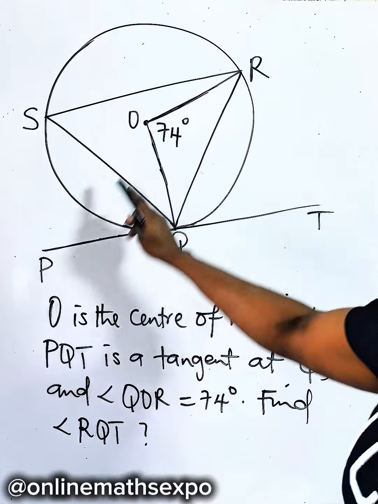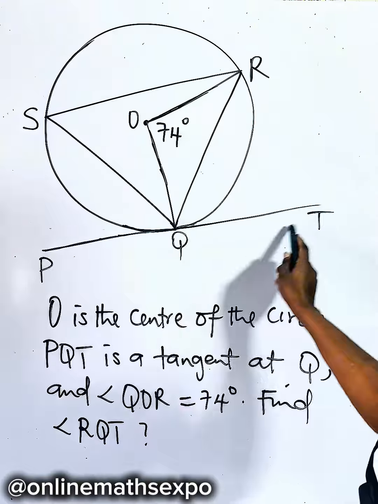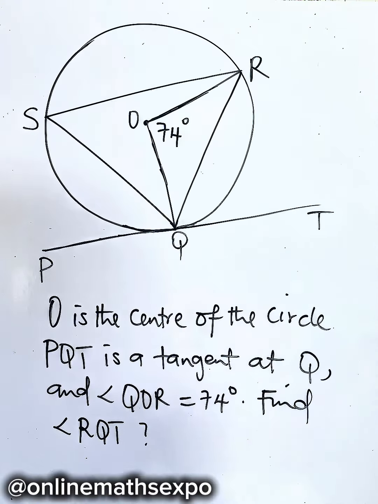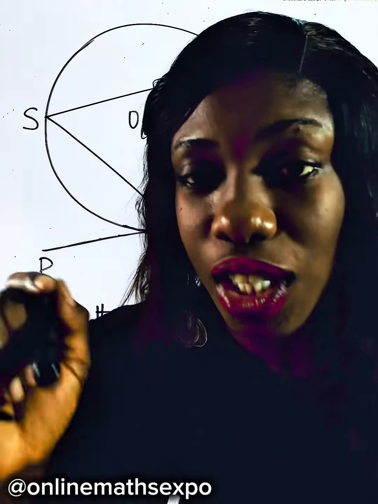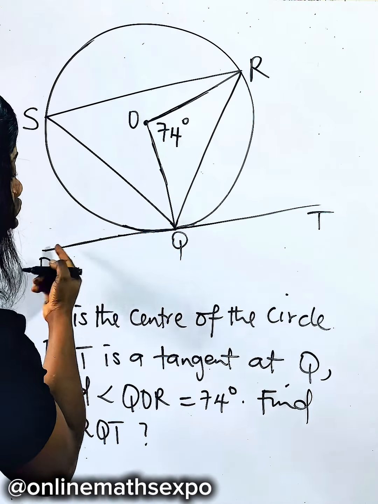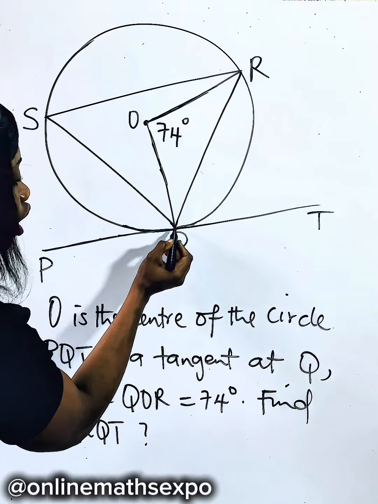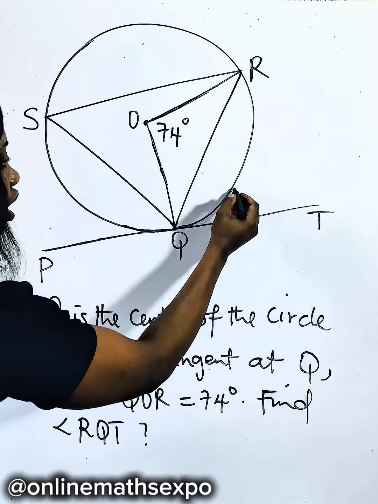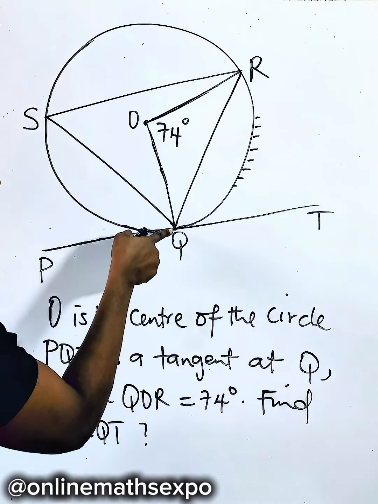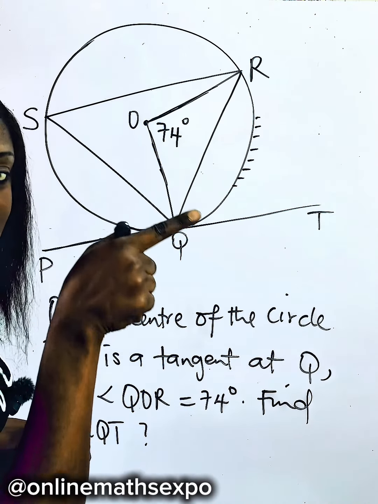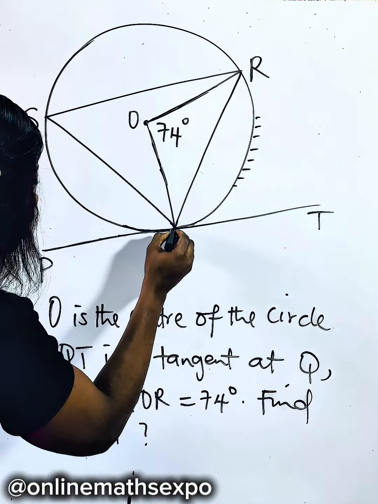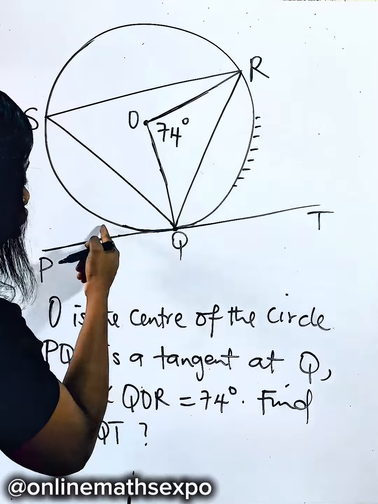Go back again. PQT. This line here, this straight line, they say is a tangent. Now, when you hear tangent, what does tangent mean? Tangent simply means a straight line that touches the circumference of a circle. Remember, the circumference is the outer part of the circle. So a straight line that touches this circumference at a point, but does not cut through. It just touches it at a point and goes out, but will not cut the circle.